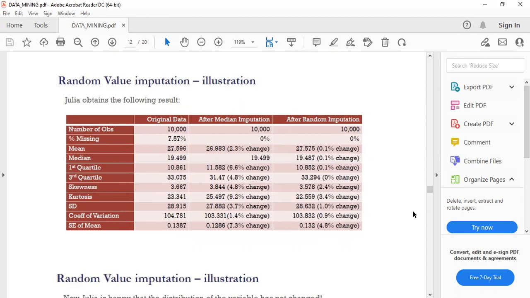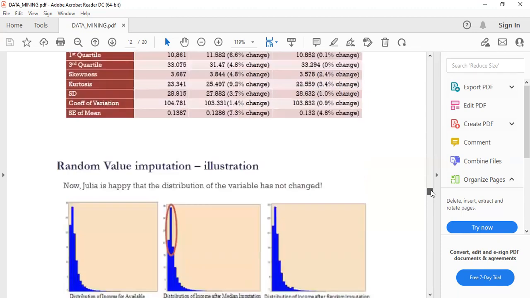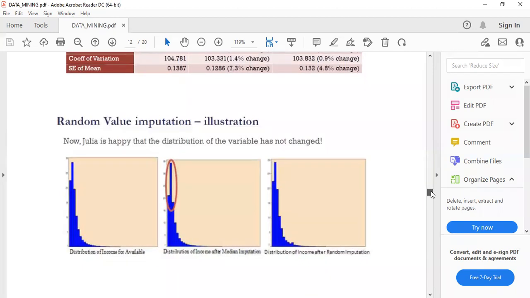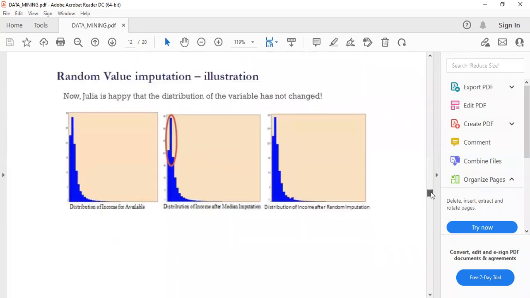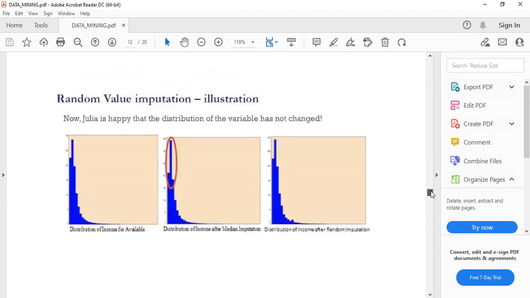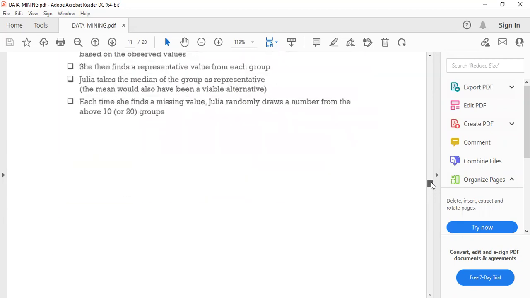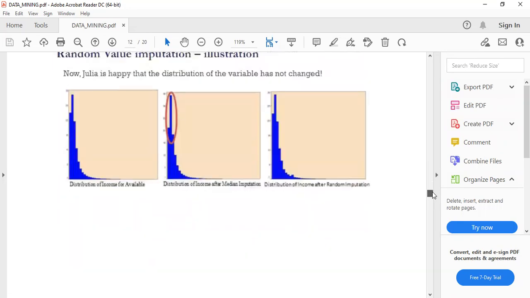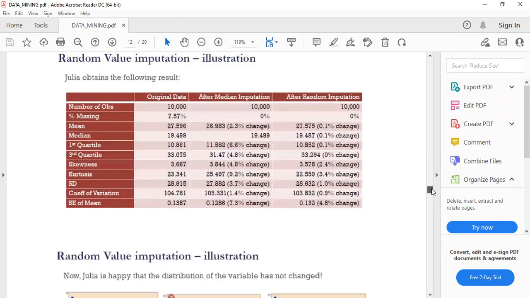So if you do some random value imputation, then Julia is happy that the distribution of the variable has not changed. Whether you put some random value or some median, look, after median imputation or after random imputation, there is no such change.